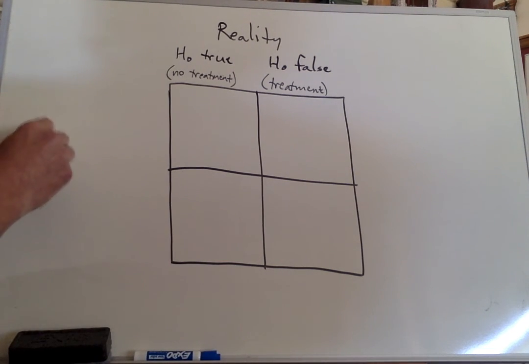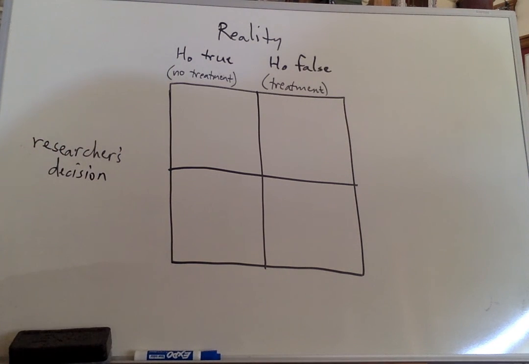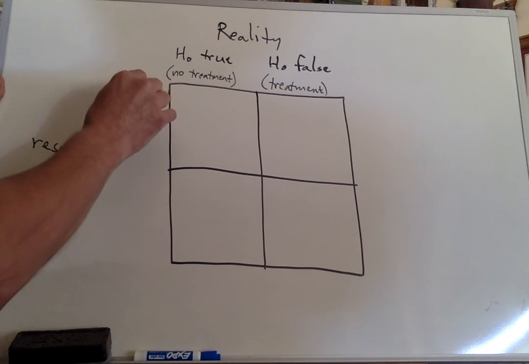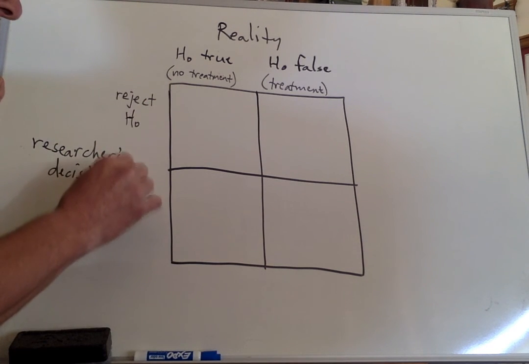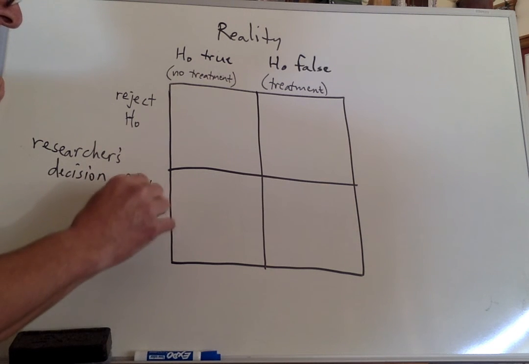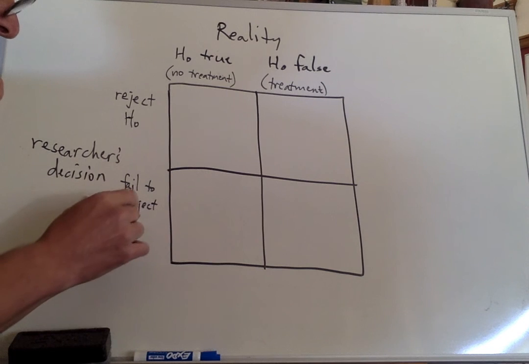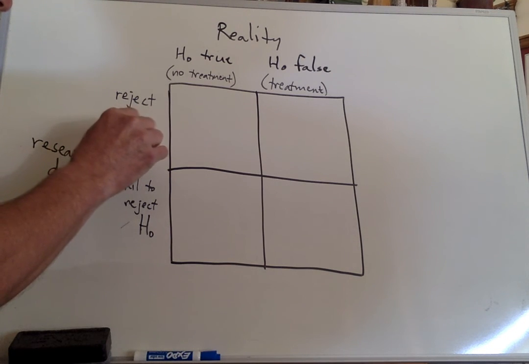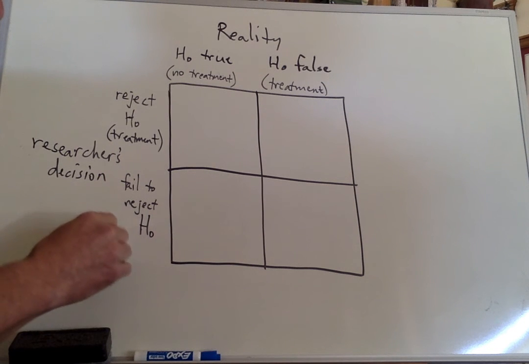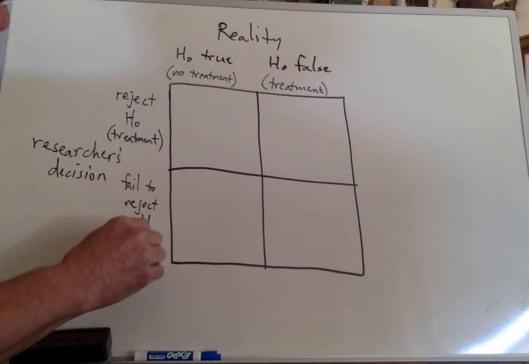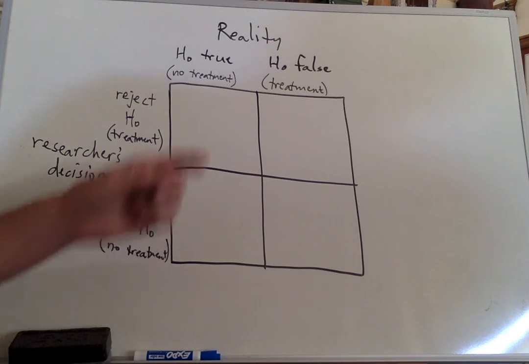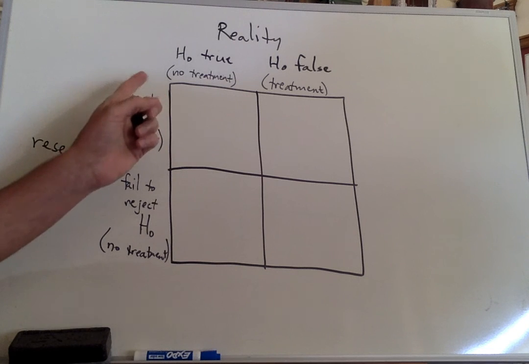Okay, now here is the researcher's decision. And of course, we know those two decisions will be that we reject the null or we fail to reject the null. If we reject the null, we're saying that we think there's a treatment. If we fail to reject the null, we're saying no treatment, right? Okay? So I want you to be able to think, to state this in either way, in the treatment way or in the null hypothesis way.